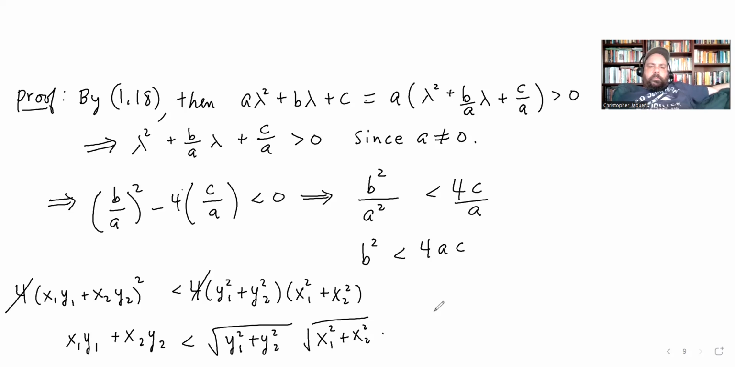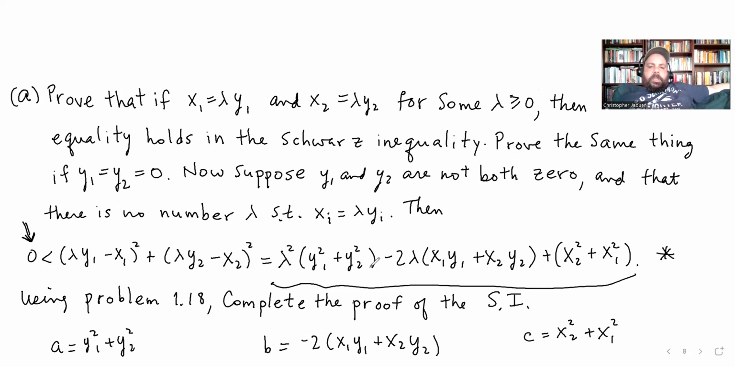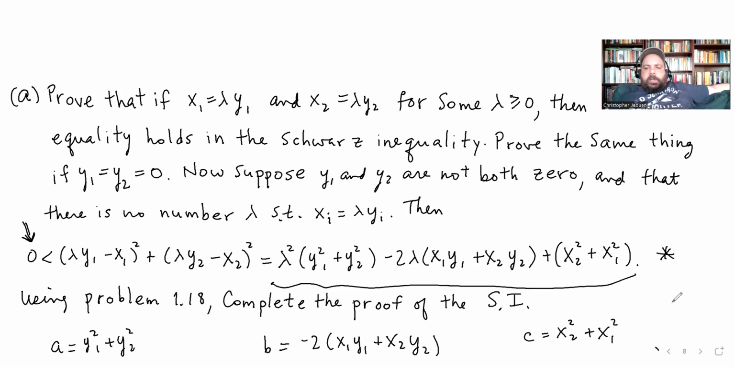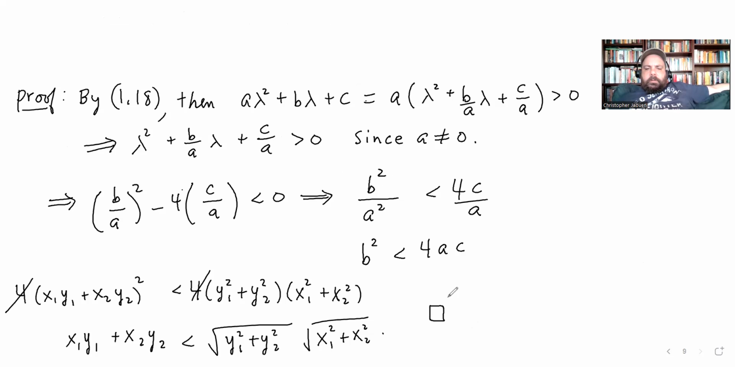All right, so that's the proof of that statement. And they also asked us, in the case where x1 is lambda y1, x2 is lambda y2, and also in the case where y1 equals y2 equals 0, to show that equality holds. I won't actually do that here just because it's very simple. You just plug those things into the formula and you'll see that you get equality. So you can check that yourself. You just plug it in, right? So that's part A, I think.